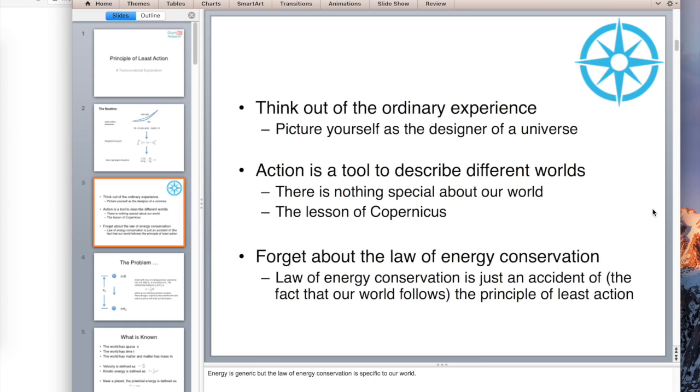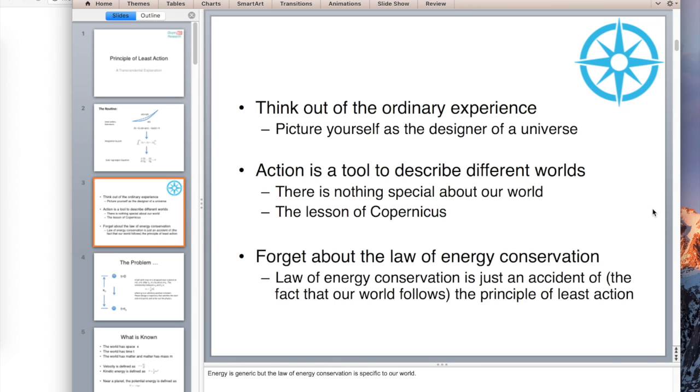It actually reminds me of the lesson of Copernicus. In his era, no one believed that the sun is actually the center while the Earth is rotating around the sun. Everyone thinks the Earth is special, which is similar in our modern era. If I tell you that there is a world where the movement of its objects does not follow the principle of least action, you'll probably think it's impossible.